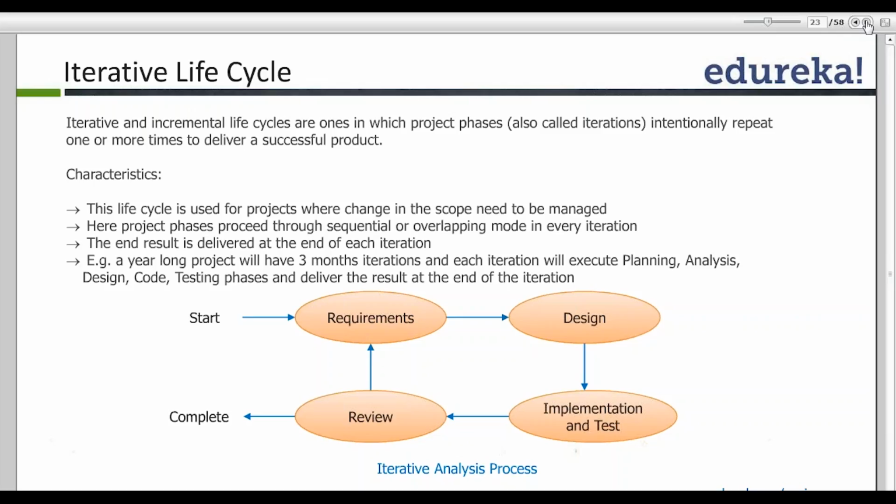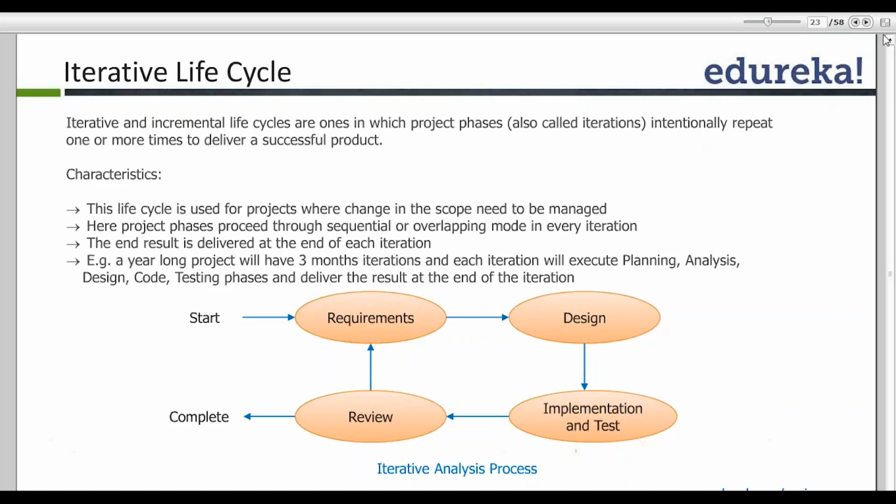And that's how my project will get completed. My iterations are of a duration of, say, a quarter, or 2 to 3 months. So within each iteration, I will do all the activities like requirement analysis, design, implementation, testing, and review. That is what will happen in each iteration.